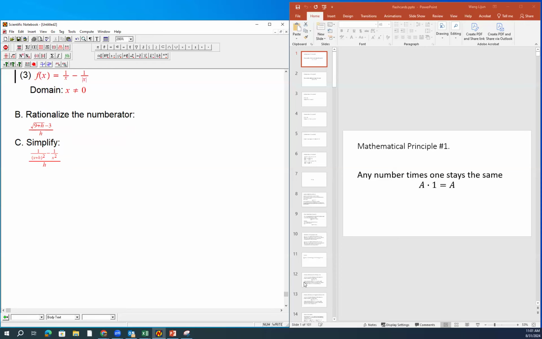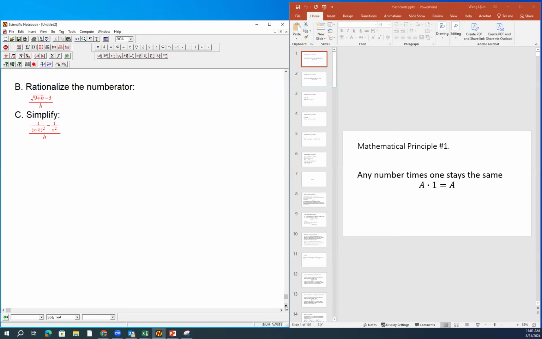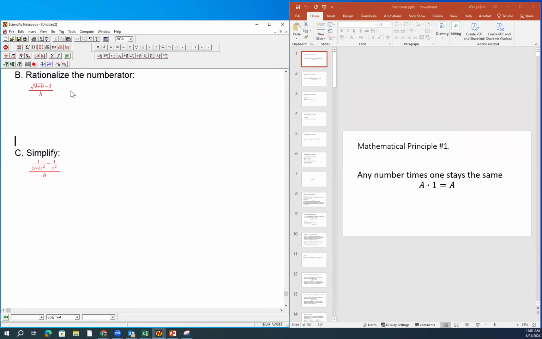Rationalizing the numerator. This one, in this case, we use the mathematical principle that any number times one stays the same. Okay, so I want that to be clear in your head. You don't have to mention you're using it, but you should know. And when selecting the one, it should be the conjugate. So you have something a minus b, its conjugate is a plus b. So the quantity you choose should be root of 9 plus h, plus 3.